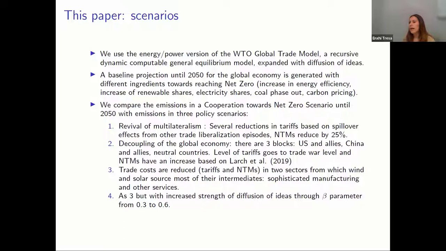Now the third scenario, which we also find the more interesting one to look at, is the reduction of trade costs, but in sectors that are selling inputs to wind and solar, so to renewable sectors. And these two sectors are sophisticated manufacturing and other services. So we reduce tariffs, we liberalize trade specifically in these sectors, and look at how emissions are affected. Then in the fourth scenario, which is actually a beta version of the third one, we use exactly the same scenario, but we increase the strength of diffusion of ideas, which is the beta parameter, and it goes from 0.3 to 0.6.